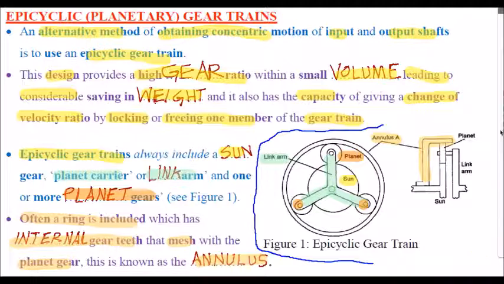And again, you can see on the right hand side diagram there's the link arm again that attaches to the planets. Okay, and then the planets evolve around the sun. Here's the sun. I've got the output shaft there. Alright, so that's the basic configuration of an epicyclic gear train.